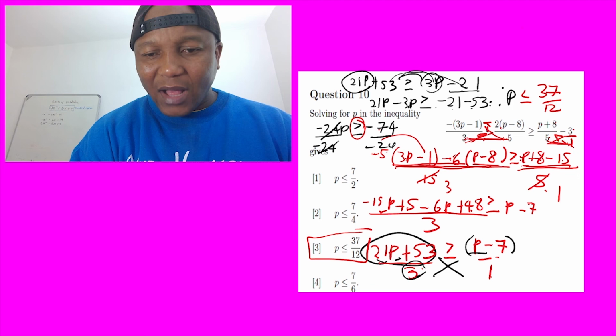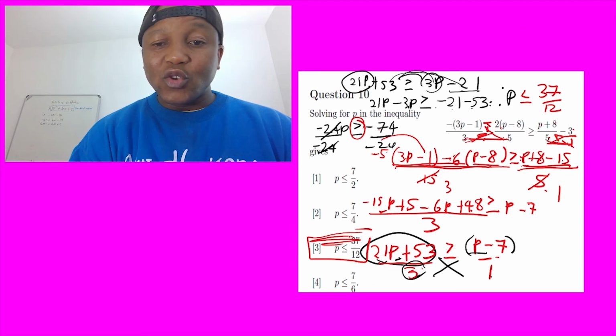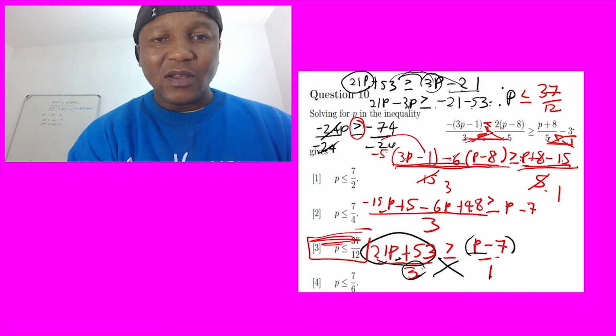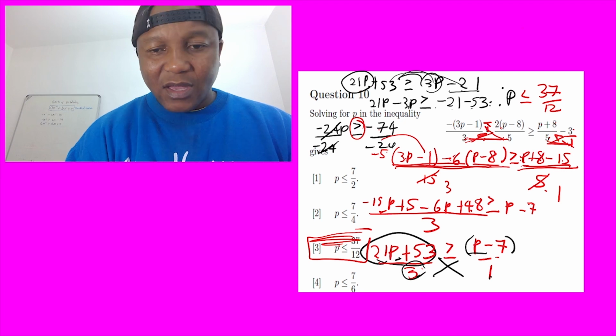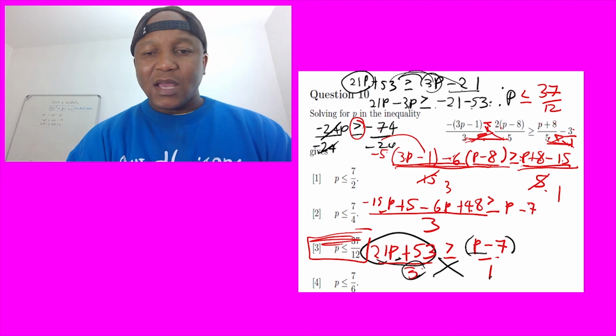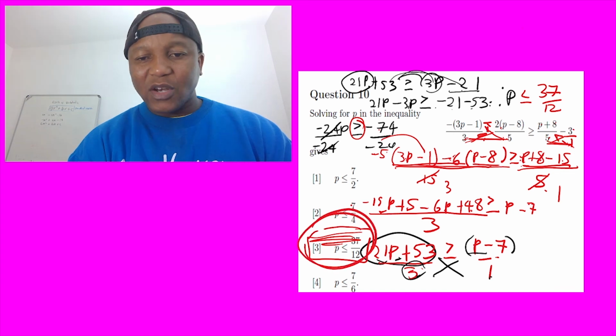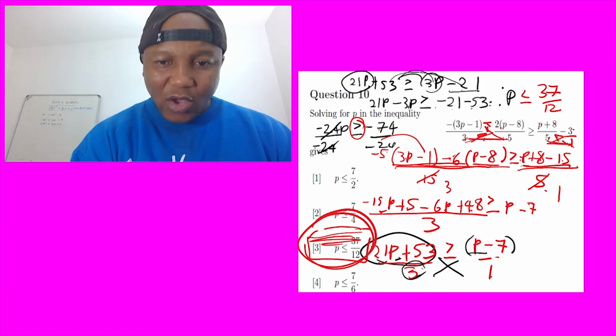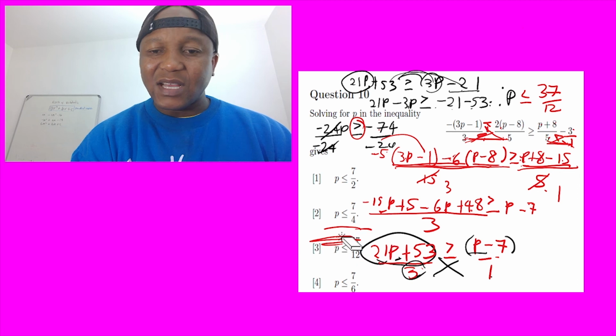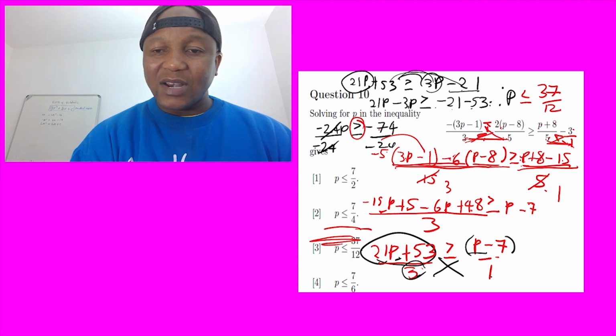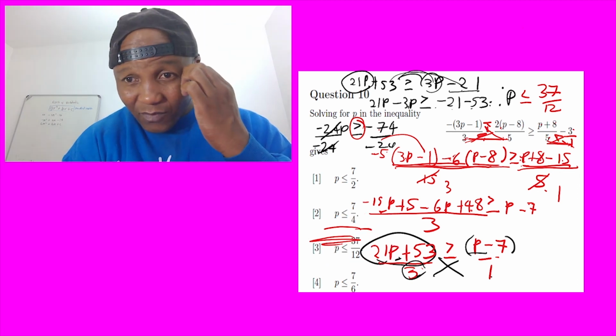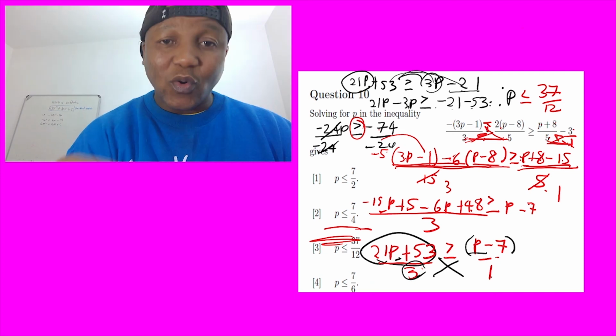So you can use either method. You understand? And this is going to be our option number 3, which is p less or equal to 37 over 12. That's going to be our final answer.